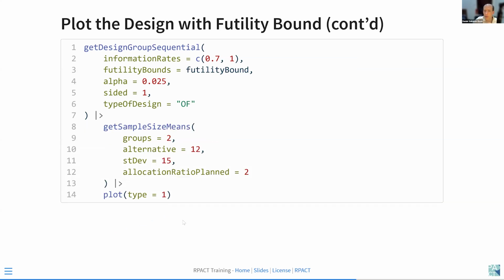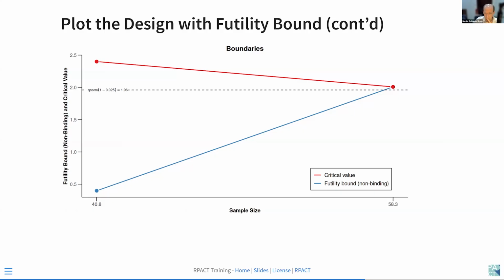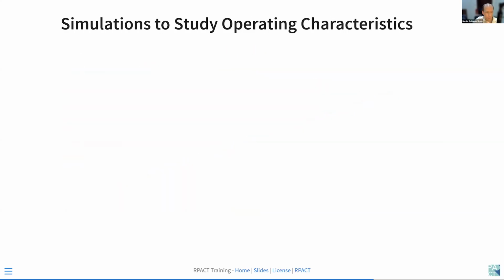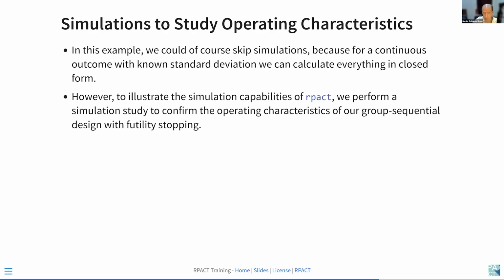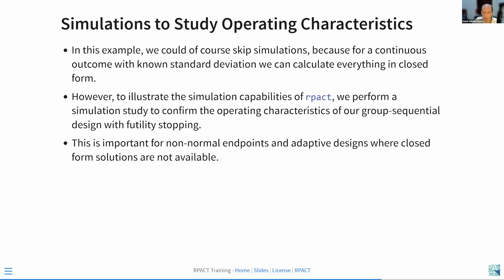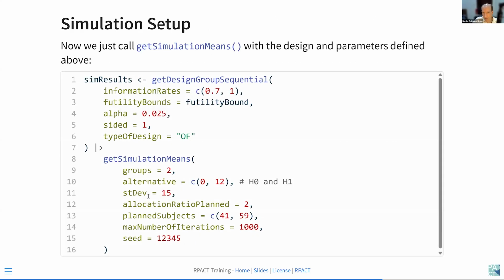This is also how we can do it, of course. We can also look at this a little bit larger, exactly. So that's all nice. Just looking at the time, so I'm going to go relatively quickly, but we can also do simulations. Of course, we could skip here because it's all easy and nice with continuous outcomes. Just to make sure that you take away that we can also do a lot of simulation studies with rpact. And this is especially important if we have non-normal endpoints or adaptive designs where closed form solutions are not always available.